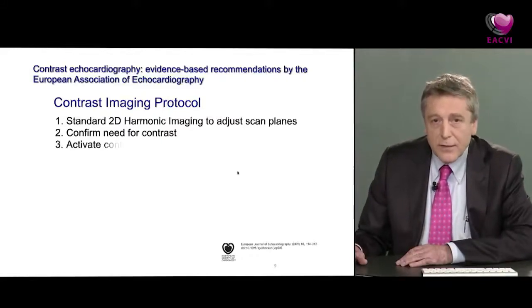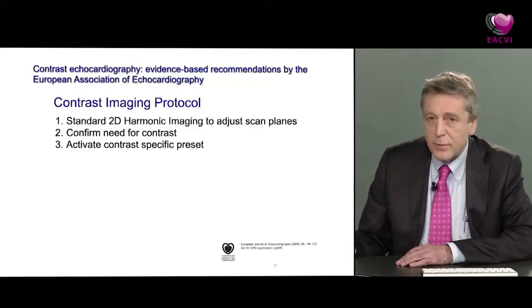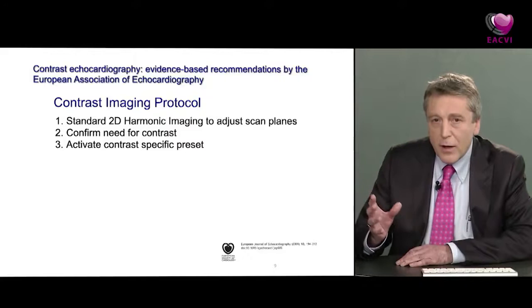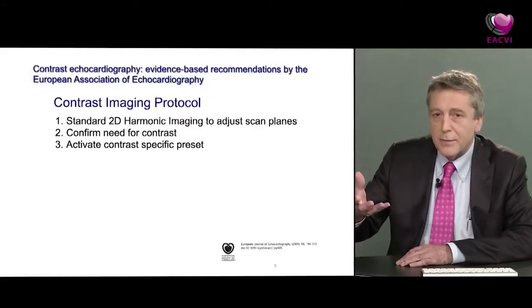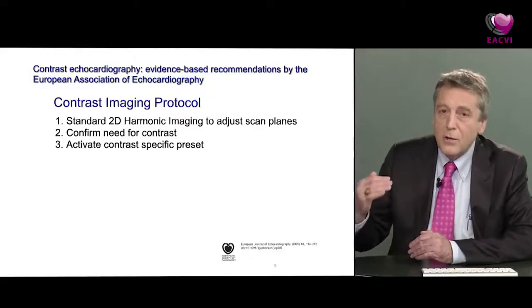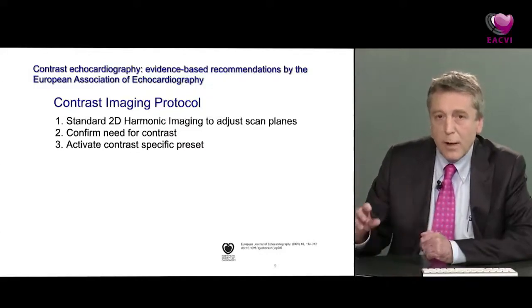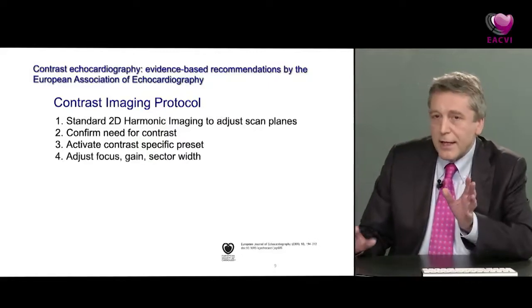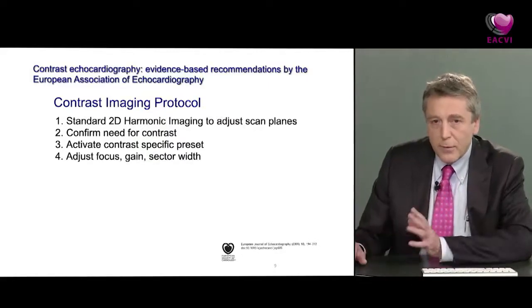And then you'd activate the contrast-specific preset on your machine, and all contemporary echo machines basically have an LVO mode, which is a higher mechanical index mode. It's still relatively low compared to conventional imaging, and then a low MI mode, which we use for when we're doing perfusion imaging. Then you adjust the focus, gain, and sector width appropriately, and we'll talk a bit more about that later on.